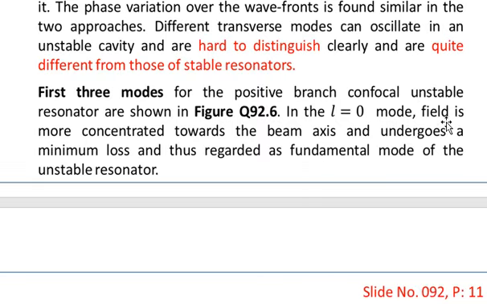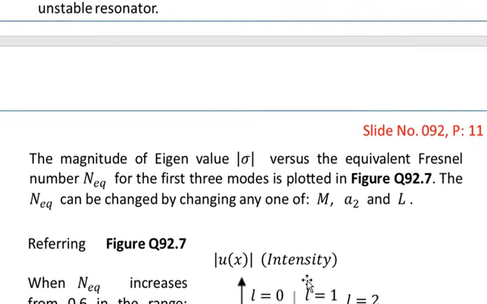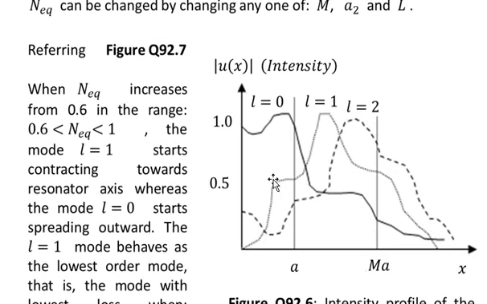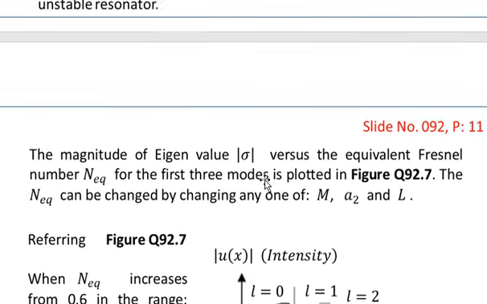So in the L equal to 0 mode, the field is more concentrated towards the beam waist and undergoes a minimum loss within the beam waist. Of course, the loss is minimum because here the intensity is maximum, and thus it is regarded as the fundamental mode of the unstable resonator. Because for the L equal to 0 mode, it is maximized within the region of the size of the mirror. So it is maximized over here, forming a beam waist, and of course the loss is minimum for this one. So that's why the L equal to 0 mode is regarded as the fundamental mode.